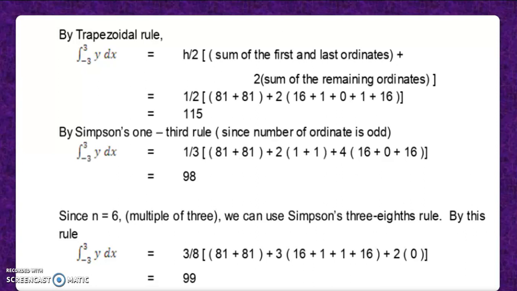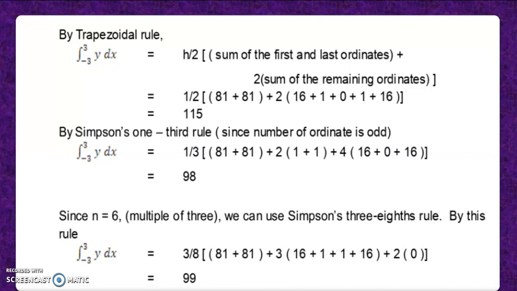Now first we will use the trapezoidal rule. The formula is integration from minus 3 to plus 3 y dx is equal to h by 2 into the sum of the first and last ordinates plus 2 into the sum of the remaining ordinates. Since h is 1, it is 1 by 2 into 81 plus 81 plus 2 into the sum of the remaining ordinates. Then we get the answer as 115.